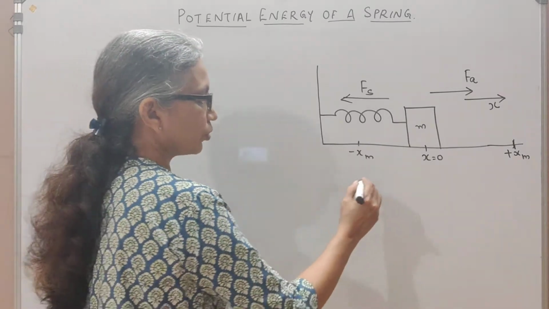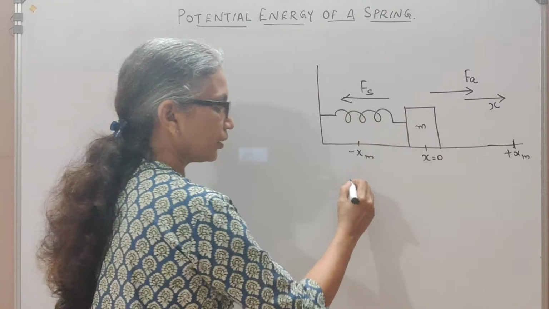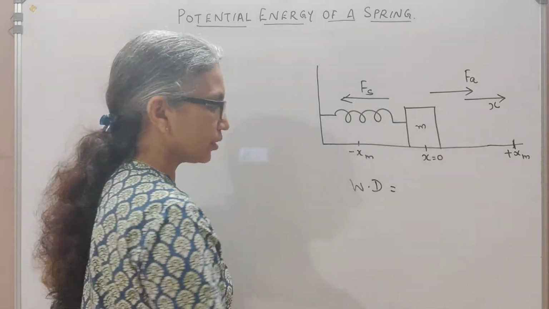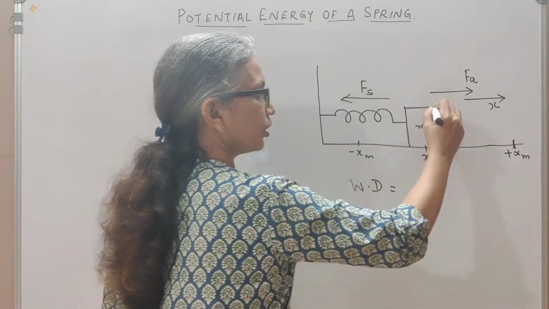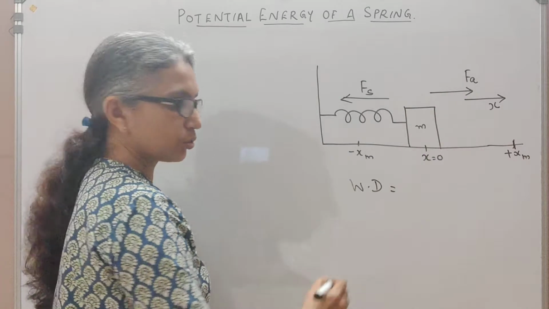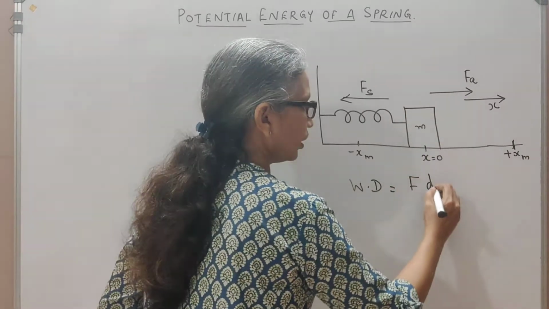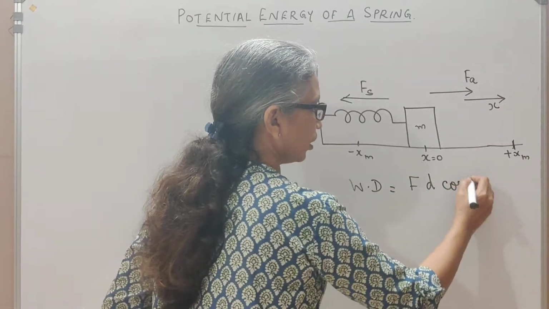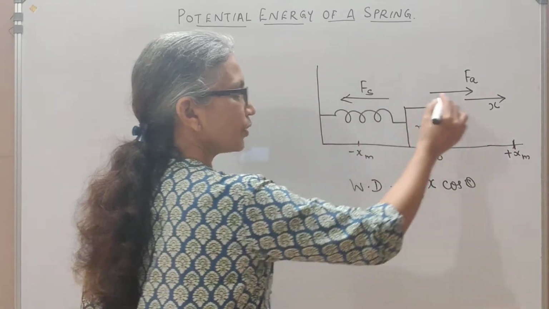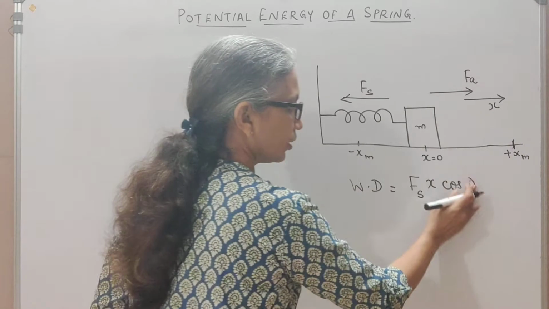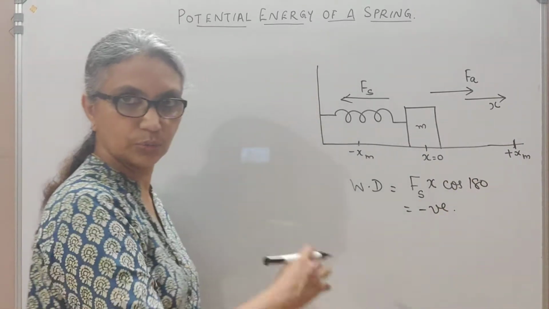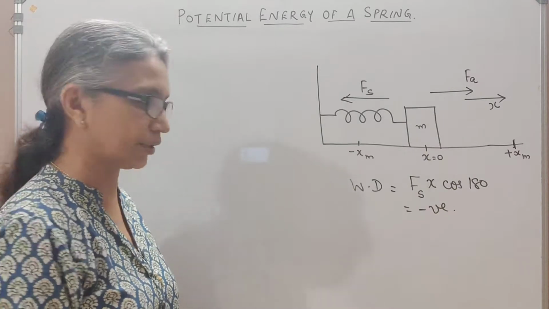Now, the work done by the spring force is going to be negative, because the force is in this direction, the displacement is to the right, and there is a 180-degree angle between the two. So we have F d cos theta, or in our case the displacement is x and this is Fs. Because Fs and x are opposite in direction, the angle will be 180, and cos 180 gives a negative work done.